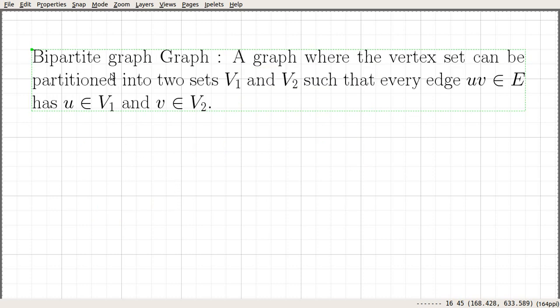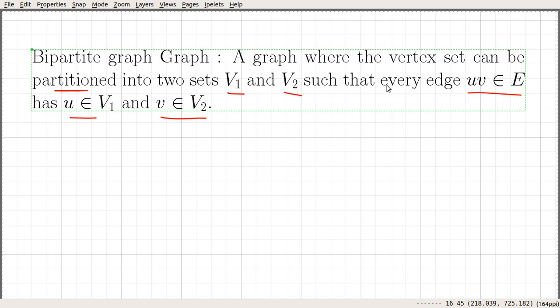The next important family is called a bipartite graph. This is how it is defined: a graph where the vertex set can be partitioned into two sets V1 and V2, such that for every edge UV in E, we have U in V1 and V in V2. Let me give one or two examples. The most important thing here is that we partition the vertex set into two sets V1 and V2.